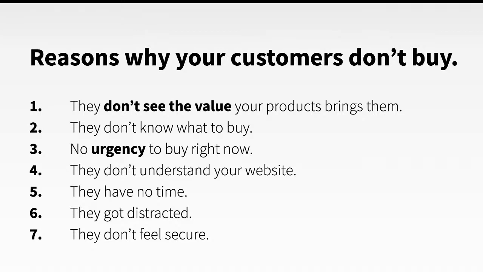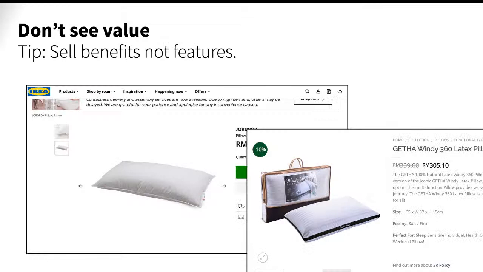So let me give you some examples of these 7 reasons. One reason, right, is they don't see value. For example, if you look at my example here, I have a screenshot of IKEA, right? And I actually had it covered by this Getah, right? Getah is also a Malaysian brand that sells these latex pillows, which are pretty expensive. So my initial point I want to show you here is that on the IKEA page, what if this is just a pillow? Well, we all know the benefits of a pillow. We all need a pillow to sleep at night, right?